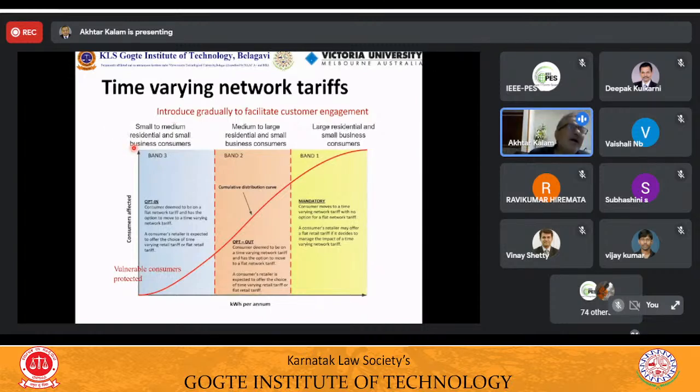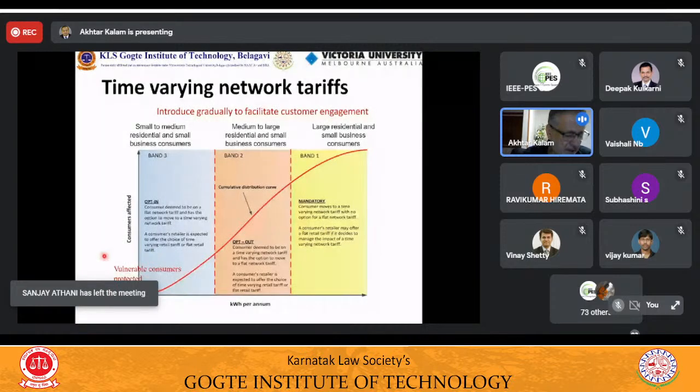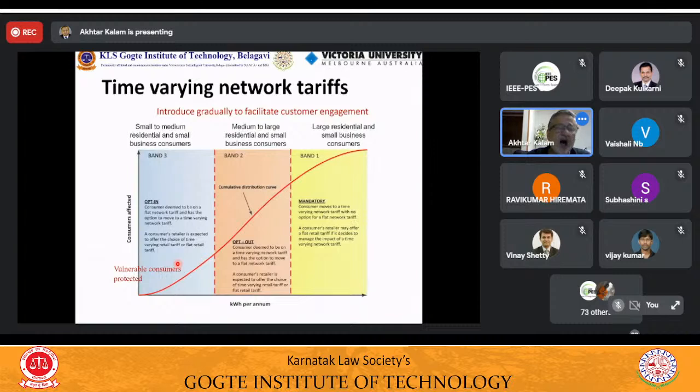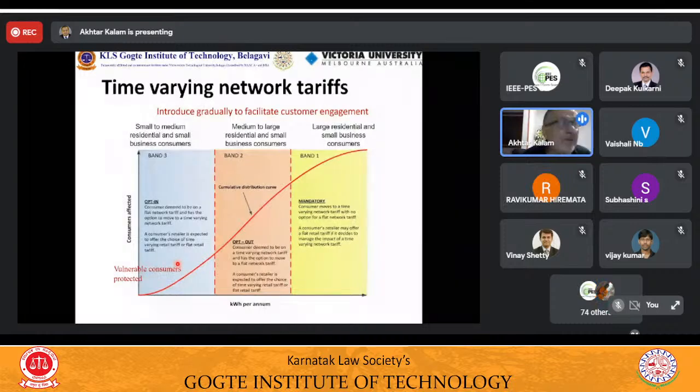And let us start with the small to medium residential and small business consumers. They will be in the third band. Now that third band will also take vulnerable consumers, and has to make sure that those consumers are protected. There are a lot of people who come from the low SES type of infrastructure. They come from low SES primary income. So you have to make sure that they are taken care of. So this will be a tariff for small to medium residential sector.